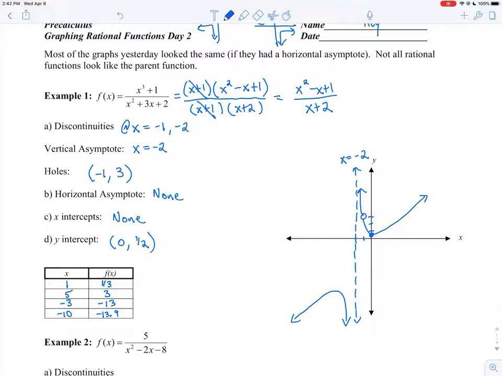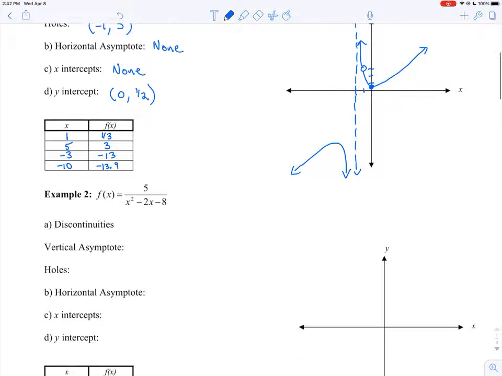If you take a broad look at this, it looks like there's almost a diagonal asymptote. That is true on this. That's called a slant asymptote. That's what you're going to look at in tomorrow's lesson, so keep that in the back of your mind for next day's lesson.